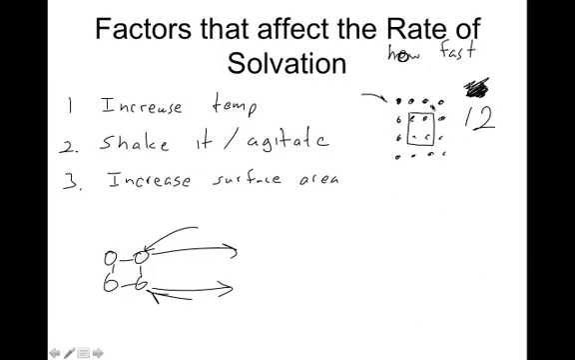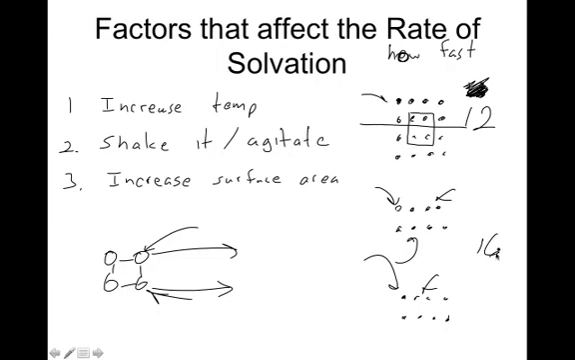Now, if I break this crystal, and now I've got two smaller crystals, and they're separate. Well, now my water can attach to any one of the ions at any time, so all of them are exposed. And so now all 16 could be solvated simultaneously. And so by increasing the surface area, or by breaking something up, you increase the amount of ions that could be solvated simultaneously, and you increase the rate of solvation.